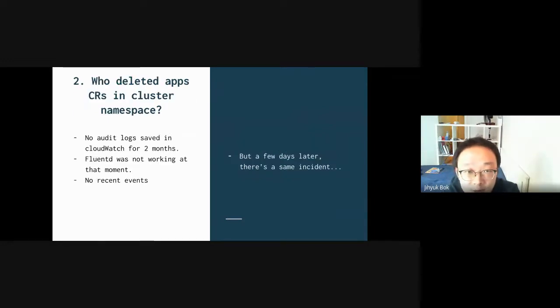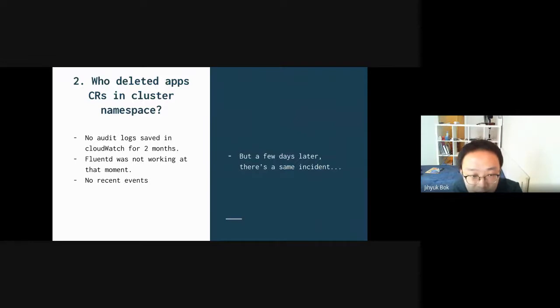And the second problem: who deleted the FCRs in the cluster namespaces? So I tried to see the Kubernetes audit logs inside of the AWS control plane, of course. But there's a problem, because it happened quite a long time ago, likely 2 or 3 weeks ago. So there are no audit logs inside. It was already cleaned up.